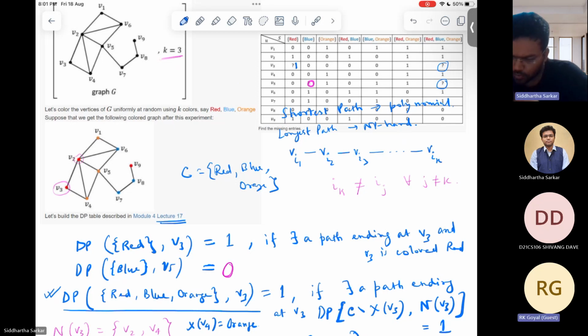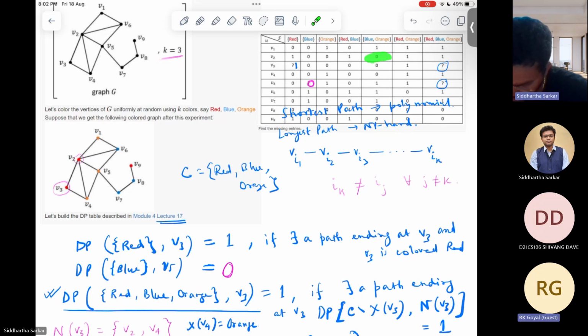Okay, so where are we? But then the neighbor of V4, V2, can also be the neighbor of V4, right? If I follow this interpretation, since the color of V4 is orange and red has already been occupied, its value would be equal to 0 then.